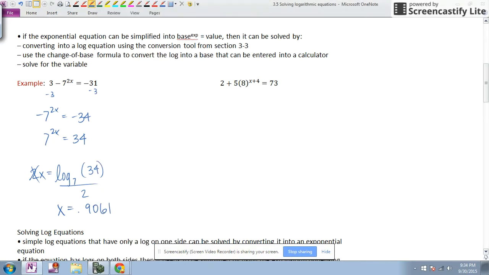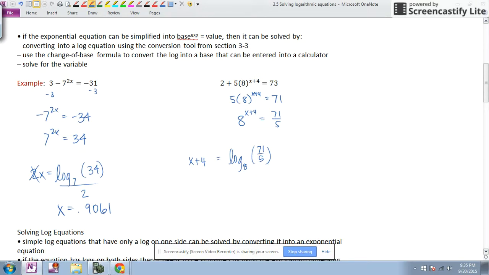All right, what about this one? Subtract 2, so you have 5 times 8 to the x plus 4 equals 71. Divide by 5, gross. 8 to the x plus 4 equals 71 over 5. Now, again, I'm scared of rounding errors, even though this one would be just a 1 decimal answer. I'm scared of rounding errors, so I'm not going to do it just yet. I will rewrite this, though, as log base 8 of 71 over 5 is equal to x plus 4. So that is the rewrite.